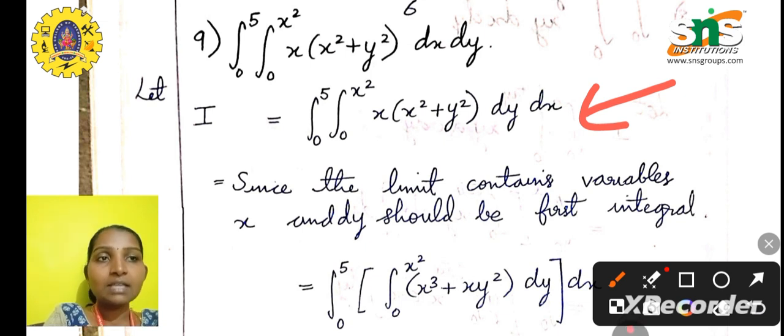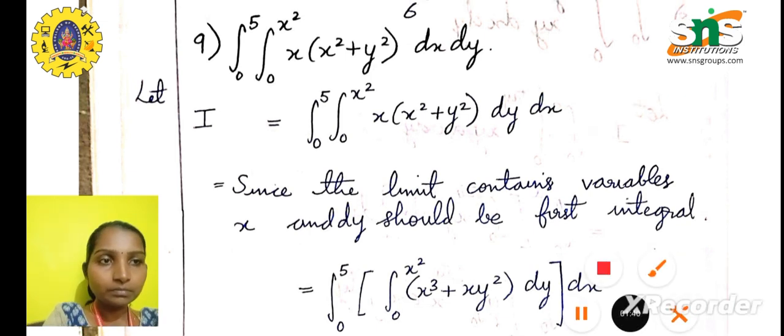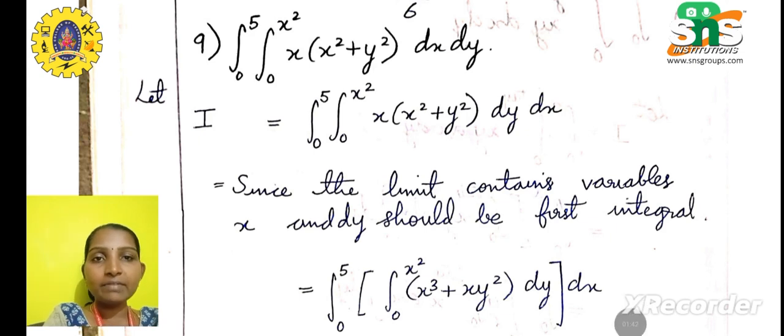But since the limit contains variables, what should be the first integral? Since you have x squared as the value in the definite integral limit, you will have to have the first integral be with respect to y. Since you have x as the variable in the limit, you have to integrate with respect to the variable y.